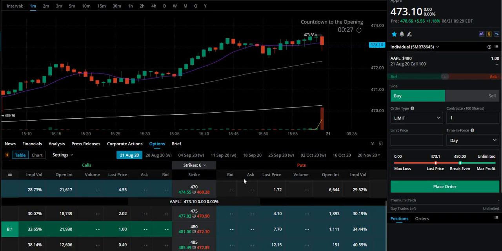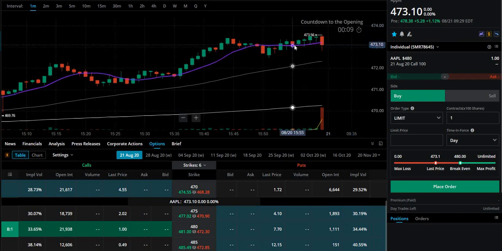So it's 9:29. The market's about to open in 20 seconds. And Apple yesterday and overnight just ripped up. It's at 478 a share right now.